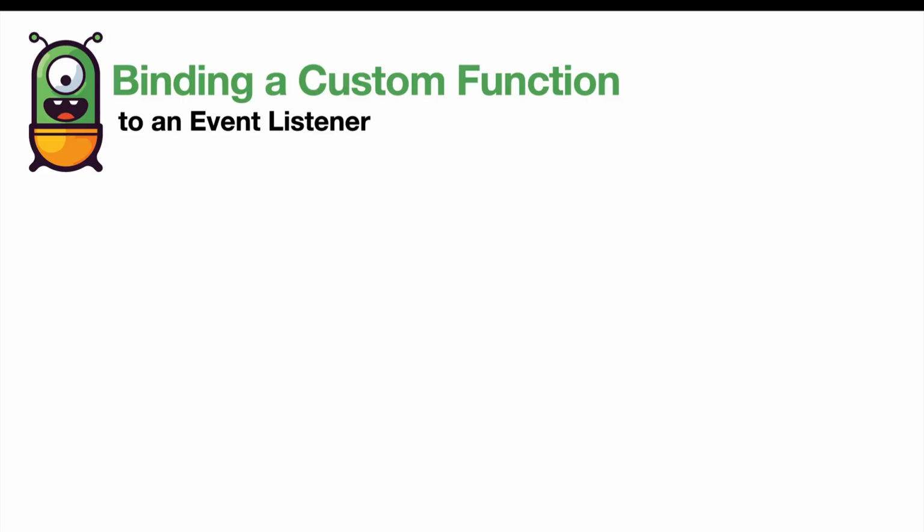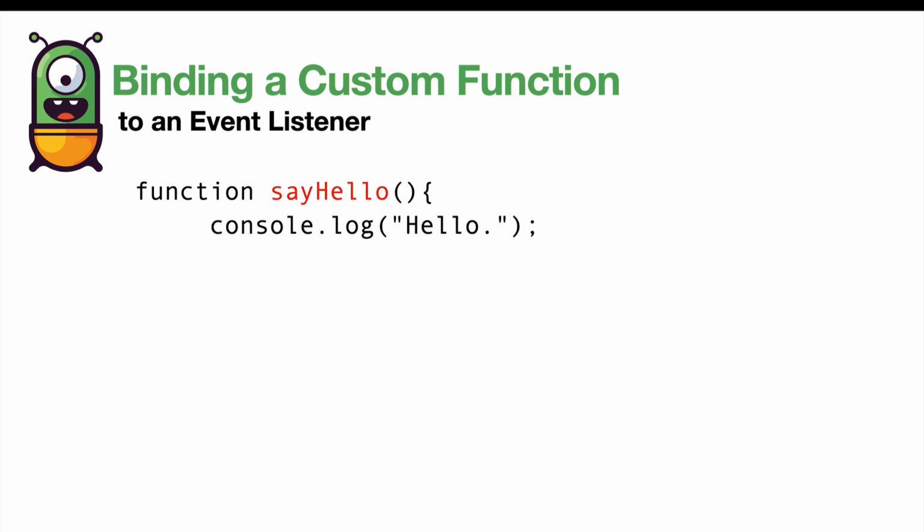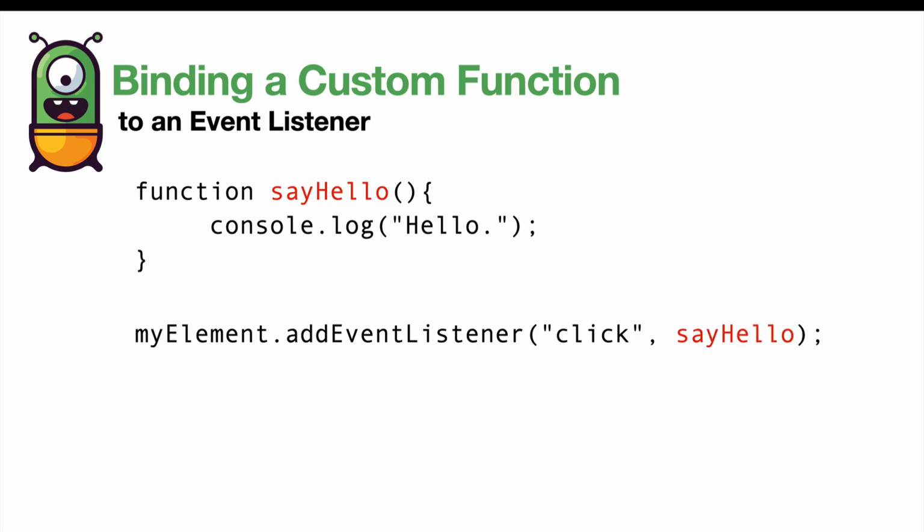So binding a custom function to an event listener, if we have a function, let's say the say hello function, very simple function, no parameters. That's important in this case. And all it does is write to the console the word hello. Okay, so that's the say hello function. And if we're going to use that with an event listener, we might do something like this where we have an element in our form, let's say a button or something like that. And we add the event listener. We're listening for the click, and then we're calling the function say hello.